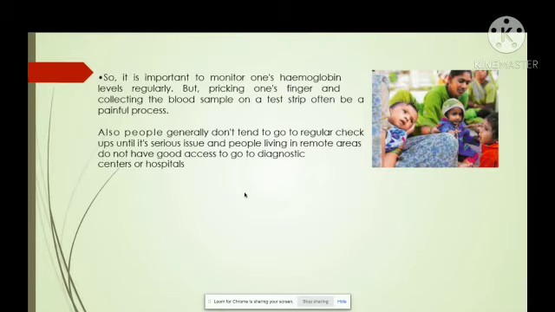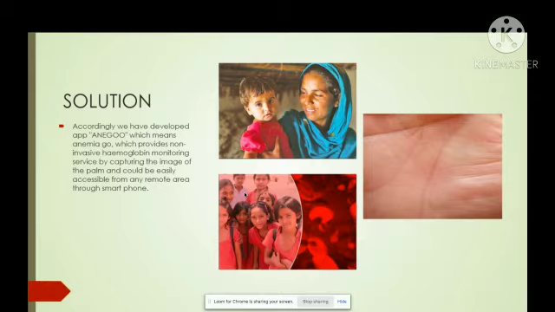So there is a need for a resource which can provide hemoglobin values non-invasively at any point of time at any place and gives the results instantly. So here comes our website called Anigo, which means anemia go.